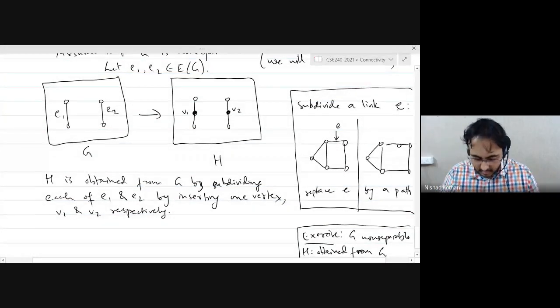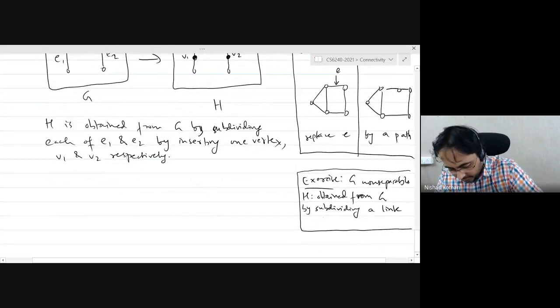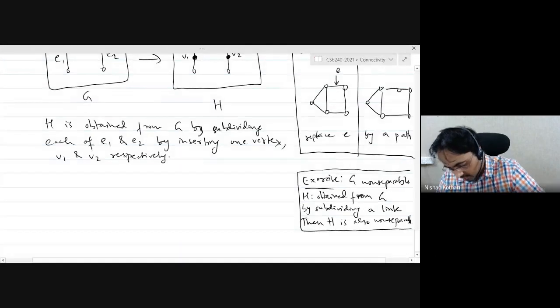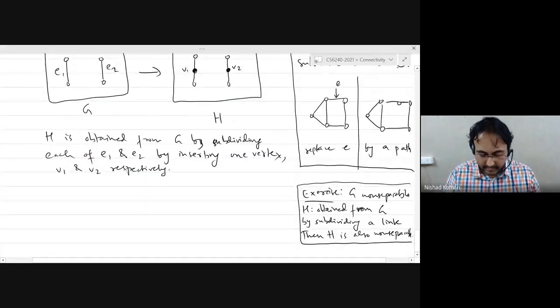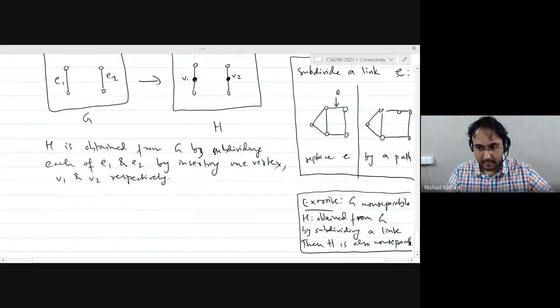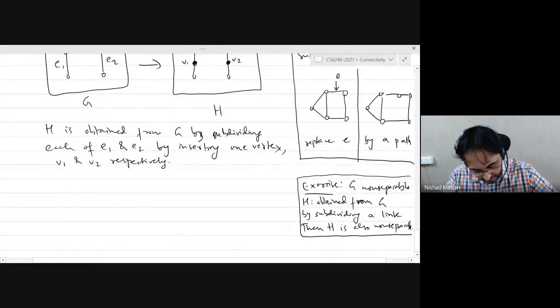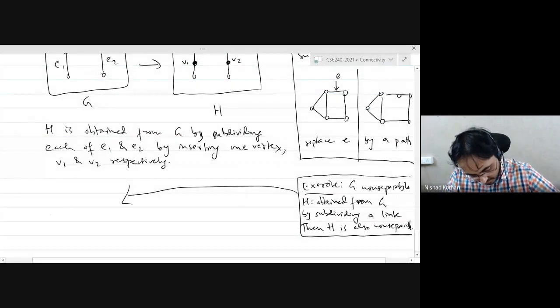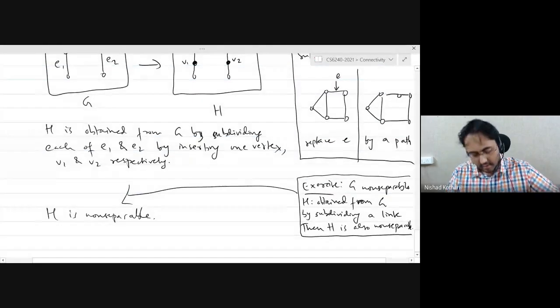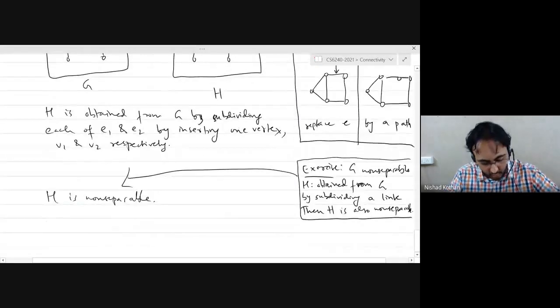Okay, good. So if you subdivide a link, which is an edge that is not a loop, then H is also non-separable. In other words, if you apply this exercise, then the graph H here, which you get by subdividing two edges, is also going to be non-separable. H is non-separable. And now we can apply theorem 5.1 to H.